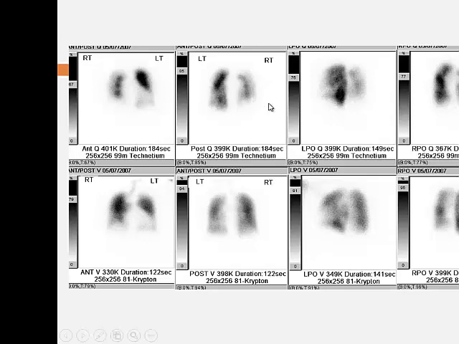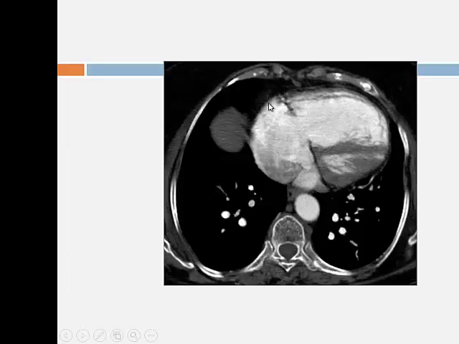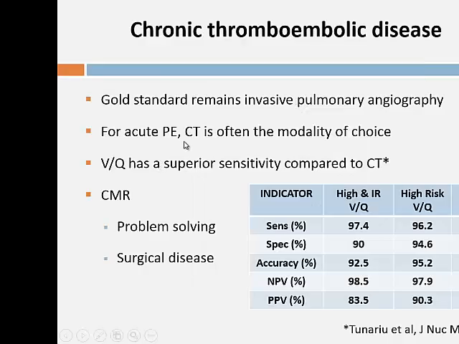Okay, so this is just basically emphasizing the fact here. So dilated right heart, you've all seen, so you guys know what that looks like. The important thing is VQ has a superior sensitivity compared to CT, as we've said.